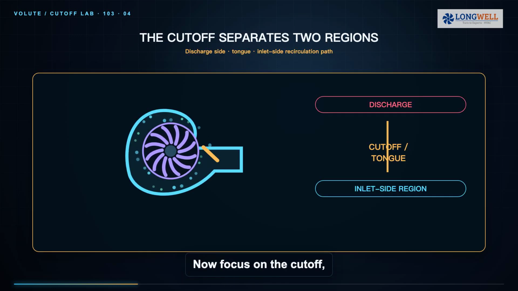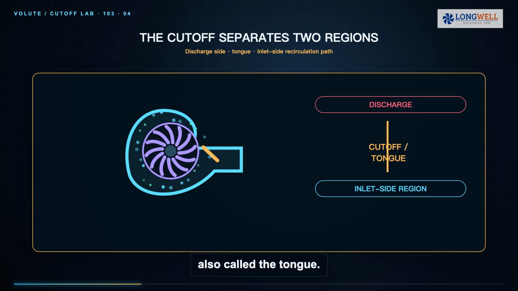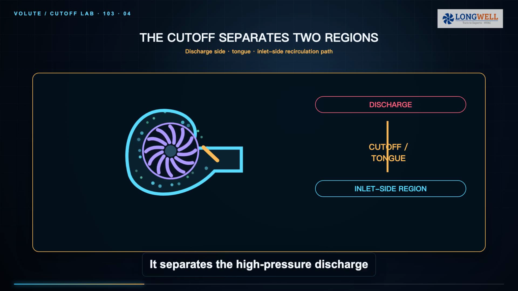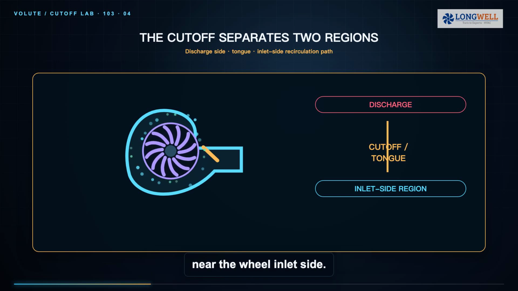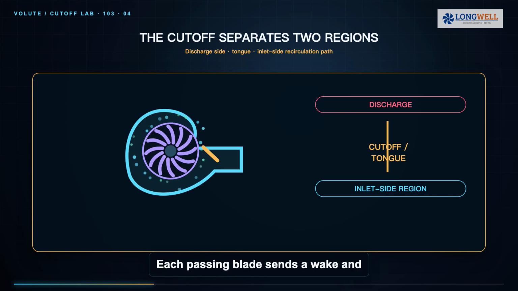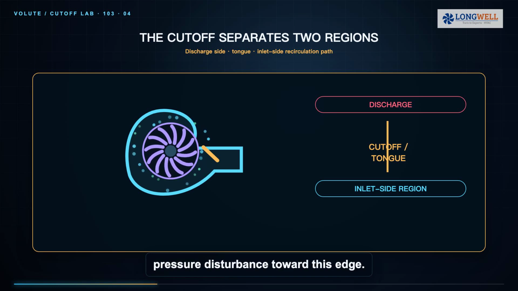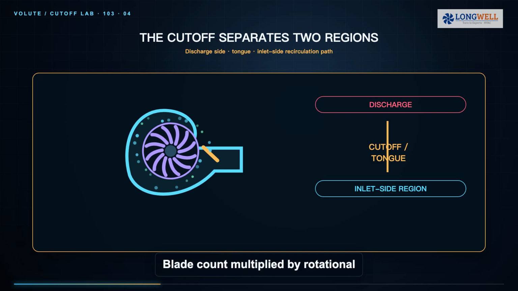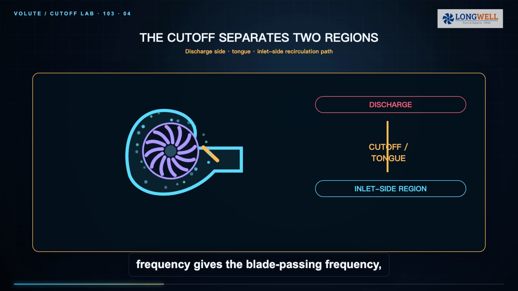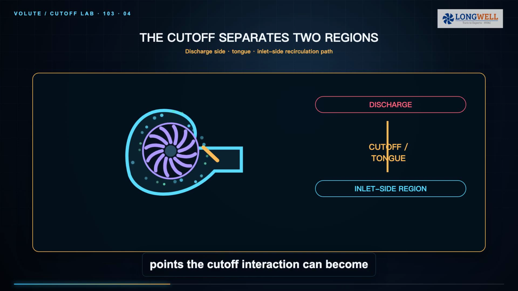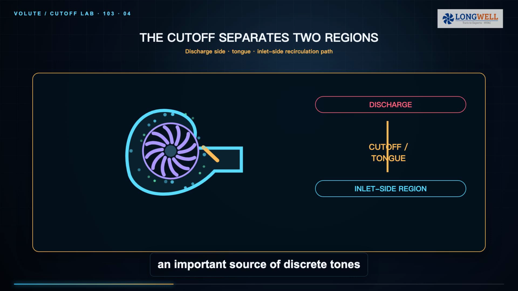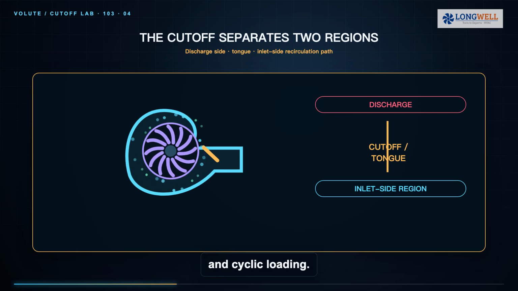Now focus on the cutoff, also called the tongue. It separates the high-pressure discharge passage from the low-pressure region near the wheel inlet side. Each passing blade sends a wake and pressure disturbance toward this edge. Blade count multiplied by rotational frequency gives the blade passing frequency, so under some geometries and operating points the cutoff interaction can become an important source of discrete tones and cyclic loading.